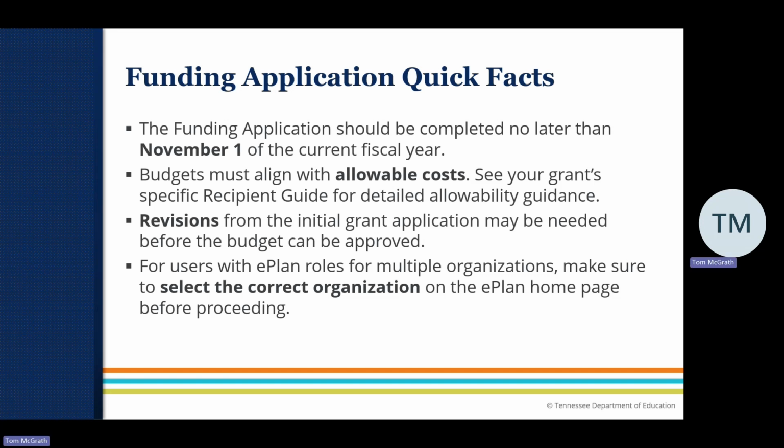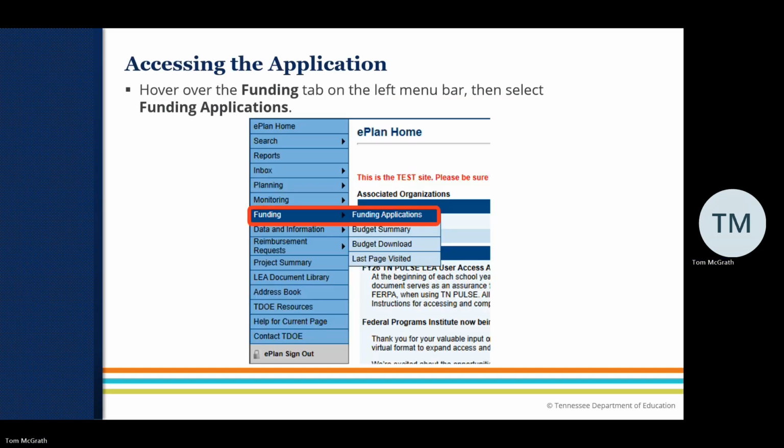For users with ePlan roles for multiple organizations, make sure to select the correct organization on the ePlan homepage before proceeding. If you work with more than one school, be sure to select the correct school before beginning. To access the application, you'll first hover over the Funding tab on the left menu bar, then select Funding Applications.